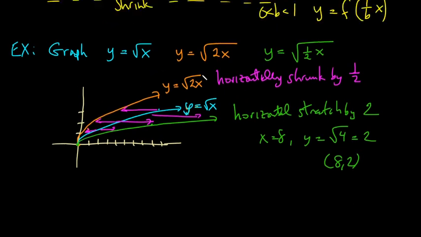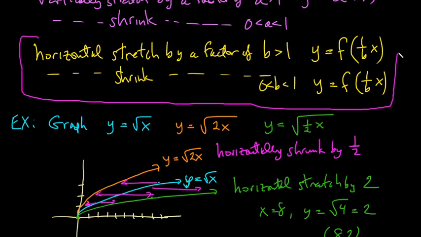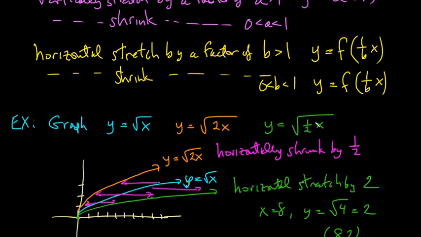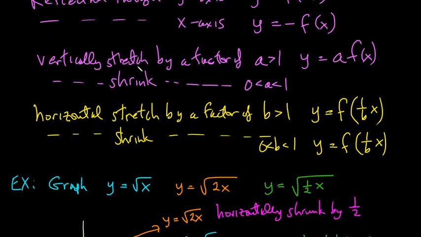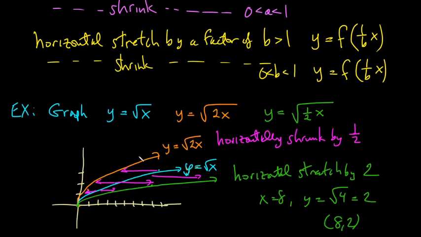All right, so hopefully that sort of untangles this mess about horizontal shrinking and stretching. So you have to be careful because you got to take the reciprocal. The vertical stretching and shrinking, I think, is pretty standard. You can do that with the same graph as well.